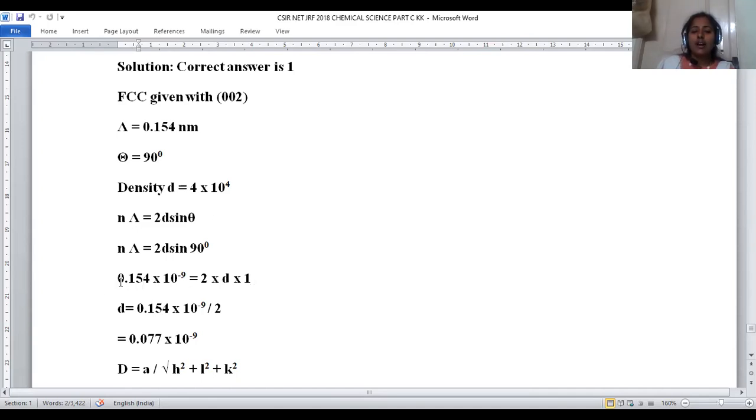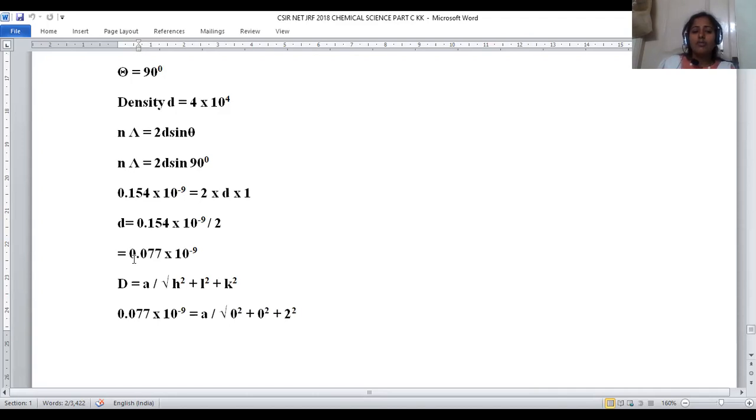So among all these, all the terms are known except d. Now d is equal to 0.154 into 10 to the power minus 9 by 2. The value will be 0.077 into 10 to the power minus 9.